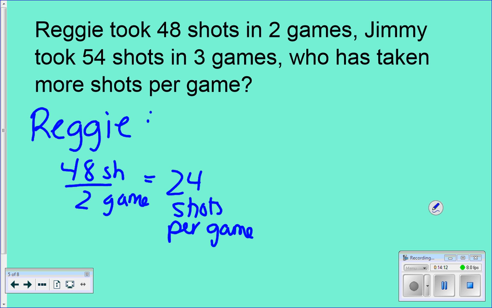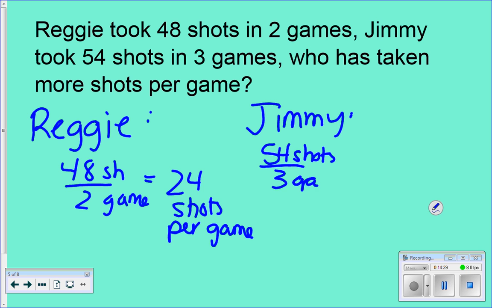Okay, what about this guy over here, Jimmy? What do we know about Jimmy? Somebody I haven't heard from yet. Yeah, Connor. Okay, so 54 shots in 3 games. So then I'm going to figure out his unit rate. Take 54 divided by 3, and you told me it's 18 shots, right? Per game.